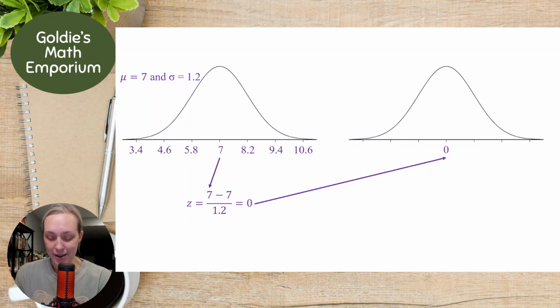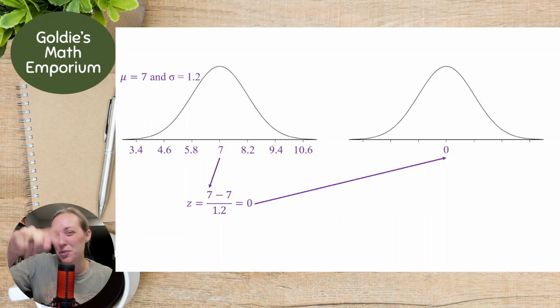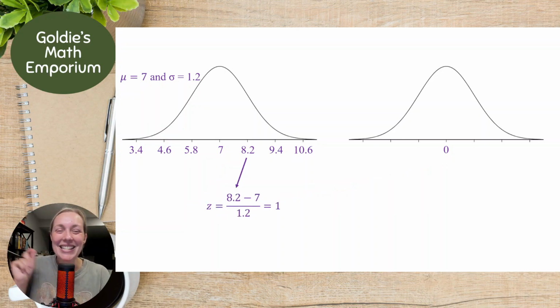And again, you're like, why are we doing this, Goldie? Just bear with me. We're only going to do this once to prove a point. You don't have to do this for every problem you're on. We're going to prove a point here. I love proving the points. Let's take 8.2 now. If I take 8.2 and subtract 7 and divide by 1.2, I get 1. So I'm going to put 1 right here.